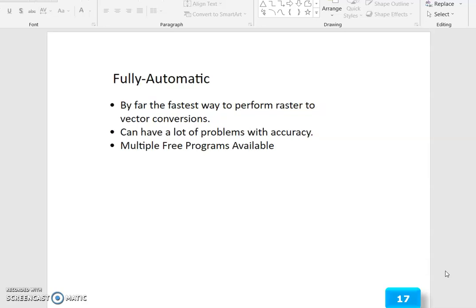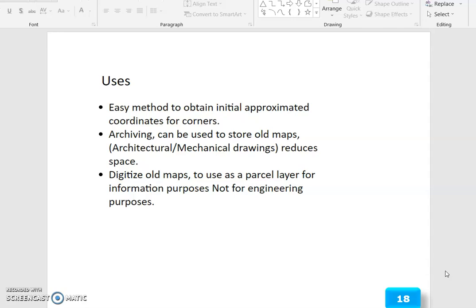Fully automatic is by far the fastest way to perform raster to vector conversion, but it can have a lot of problems with accuracy. Multiple free programs are available. It is an easy method to obtain initial approximate coordinates for corners. Archiving can be used to store old maps and architectural and mechanical drawings in reduced space. Digitize an old map to use as a parcel layer for information purposes, not for engineering purposes.